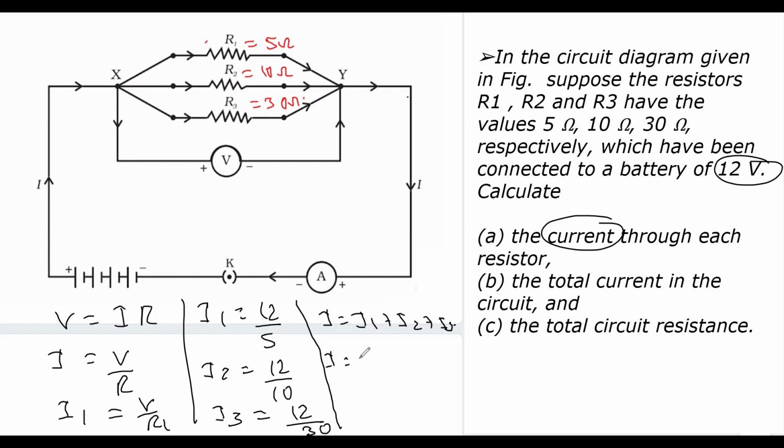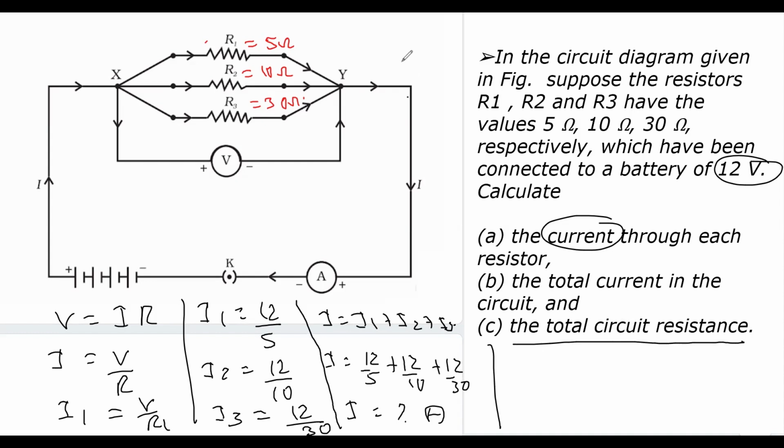So I will be how much? That's 12 over 5 plus 12 over 10 plus 12 over 30. Well, this is your part to do. Calculation. That should be in ampere. Now the total circuit resistance.